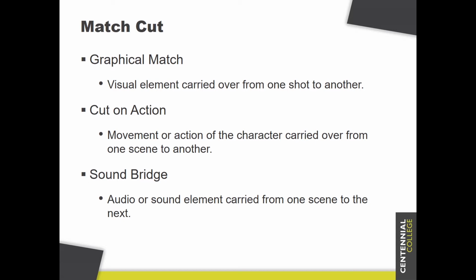So we're going to talk about the idea of match cuts today, and we're going to talk about 3 different match cuts: graphical match cut, cut on action, and sound bridge. A graphical match cut is when a visual element is carried over from scene to scene. And this visual element being maintained is going to allow our players to quickly orient themselves within the space and the screen itself. A cut on action is when the movement or the action of our subject continues on across a cut. And when it continues on across the cut, it ties those 2 scenes together. Because the action appears to be continuous, we assume that it's the same place and the same time, and we kind of ignore the fact that the camera itself has changed.